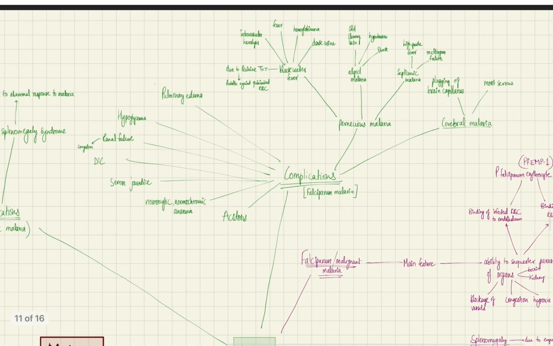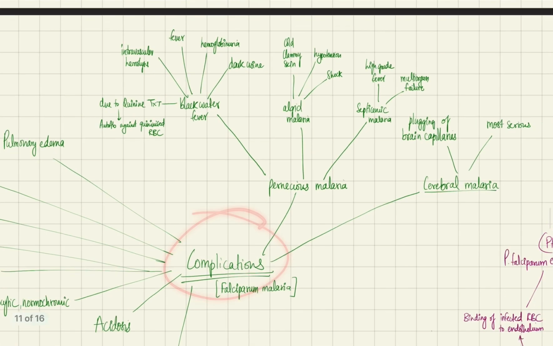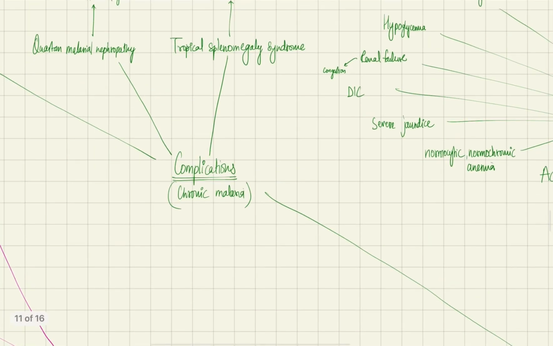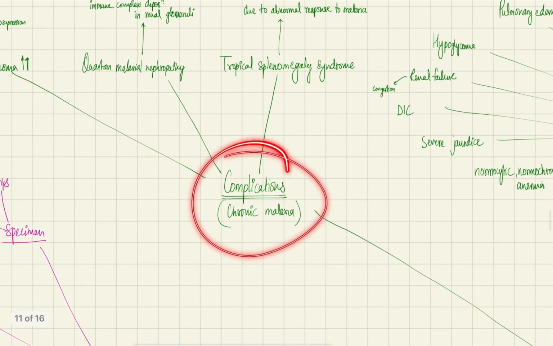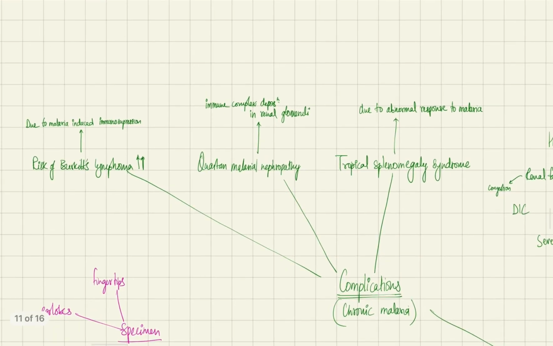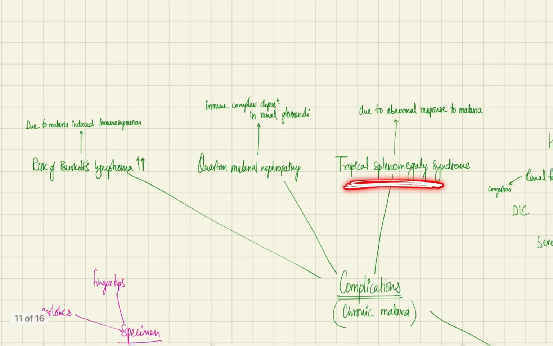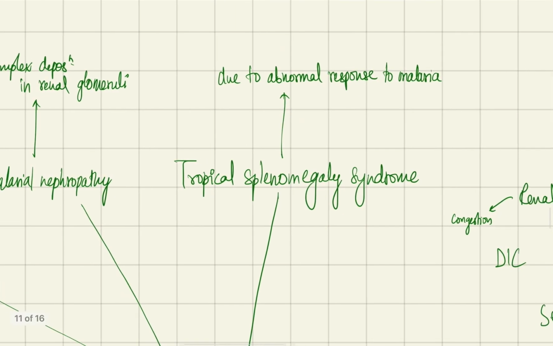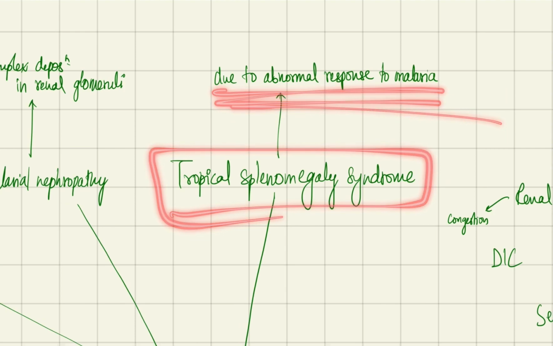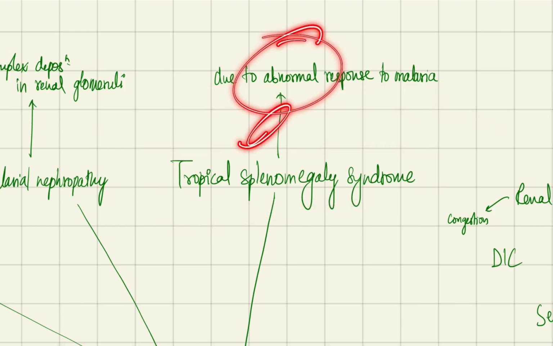So we have these complications, right? The main and the most serious one is cerebral malaria. Coming to the complications, when we don't treat the malaria, it turns into chronic malaria. First of all, we have tropical splenomegaly syndrome, the quartan malarial nephropathy, and there is an increased risk of Burkitt's lymphoma. So firstly, looking at tropical splenomegaly syndrome, here it is because of the abnormal or exaggerated response of the body to the malarial parasite.